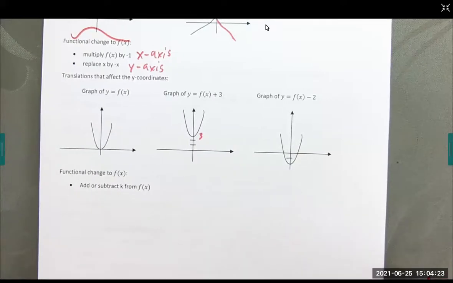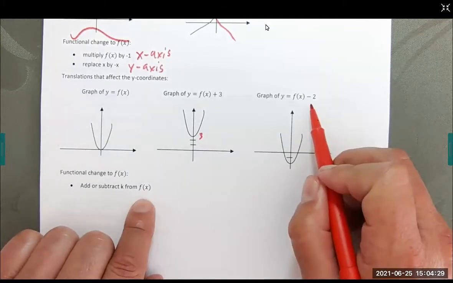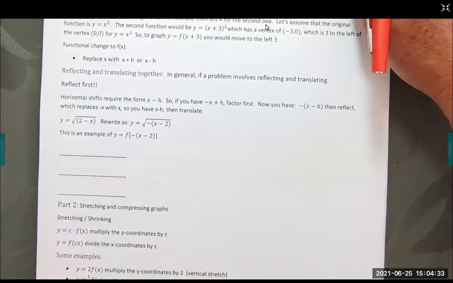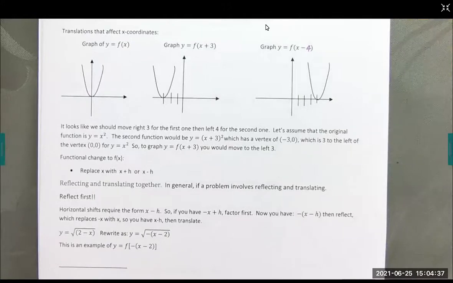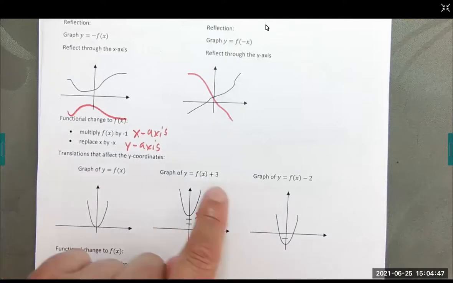So functional change to f of x, we're going to add or subtract k. K in this case is the 3, k in this case is the -2. All right. So translations that affect the x coordinates. As opposed to this one, where the translations are affecting the y coordinates, these here are affecting the x.